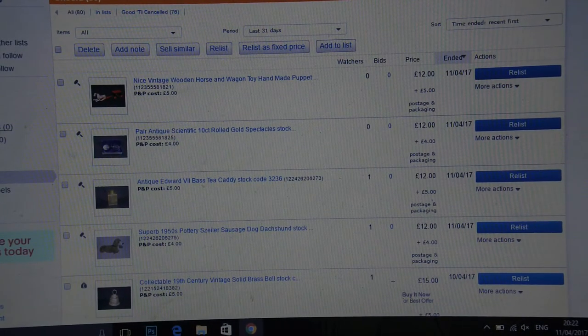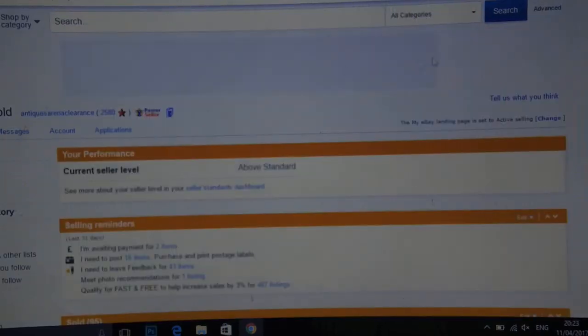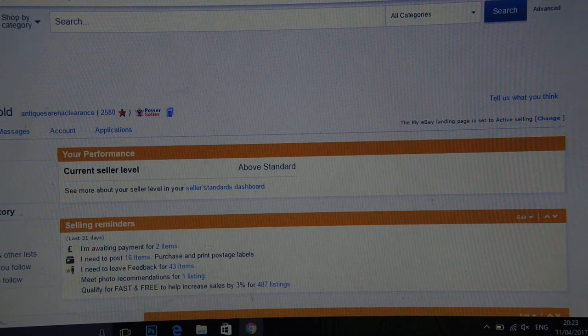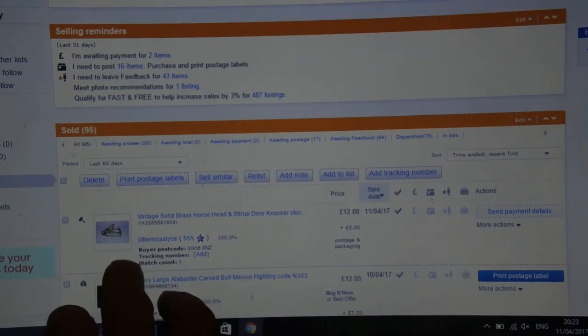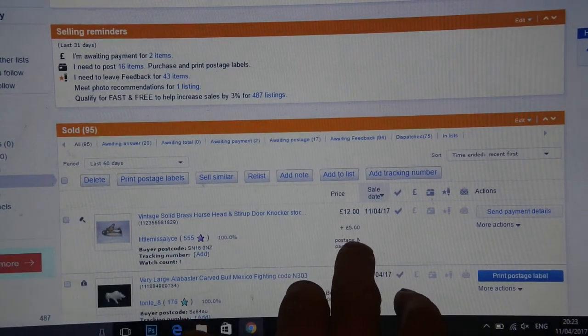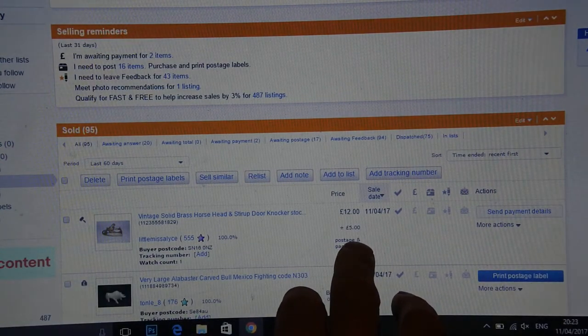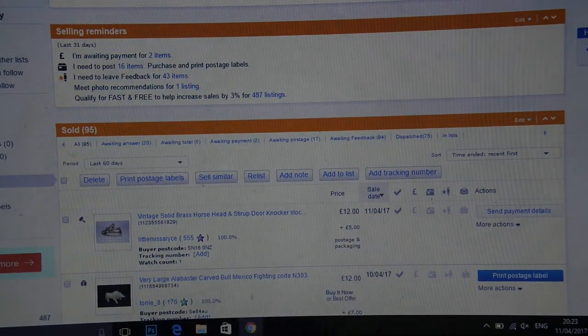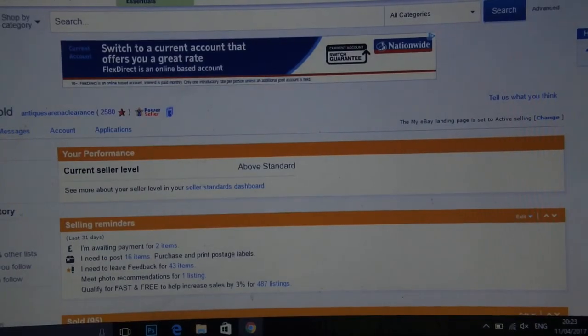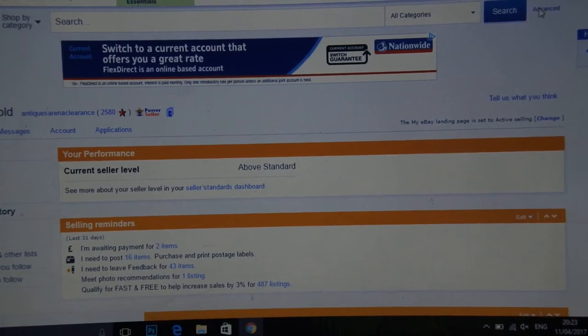So if I go over to my sold section here, we'll have a look now what the horse door knocker sold for. And there we have it, sold for £12 with £5 postage, UK. Little Miss Alice. Now, as I've just explained to you, that's going to show me zero profit whatsoever.